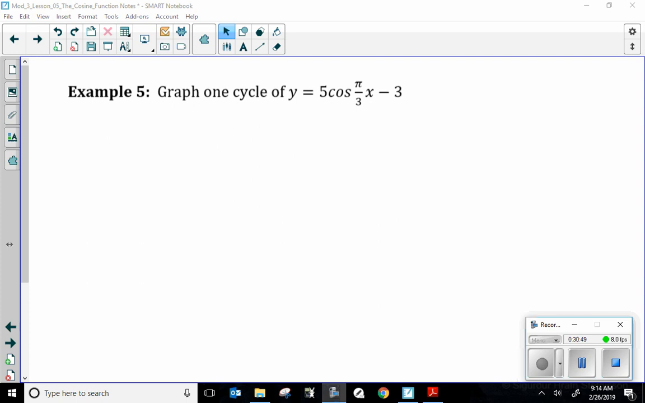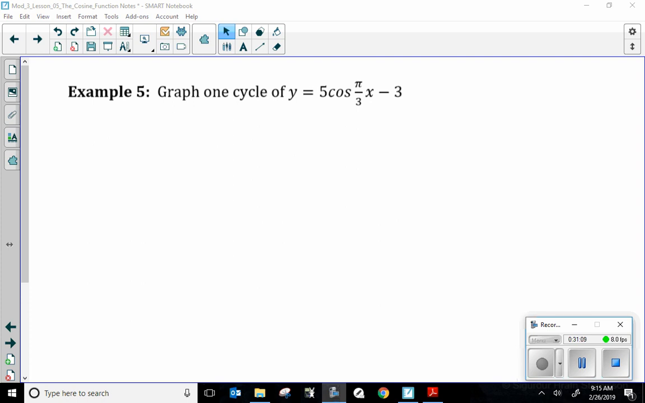We're just graphing one cycle of y equals 5 cosine of pi over 3x minus 3. There's a whole lot going on here. First of all, the midline is no longer going to be where y equals 0. It's no longer the x-axis. Okay, we have a new value for a new midline. We're going to run with it.